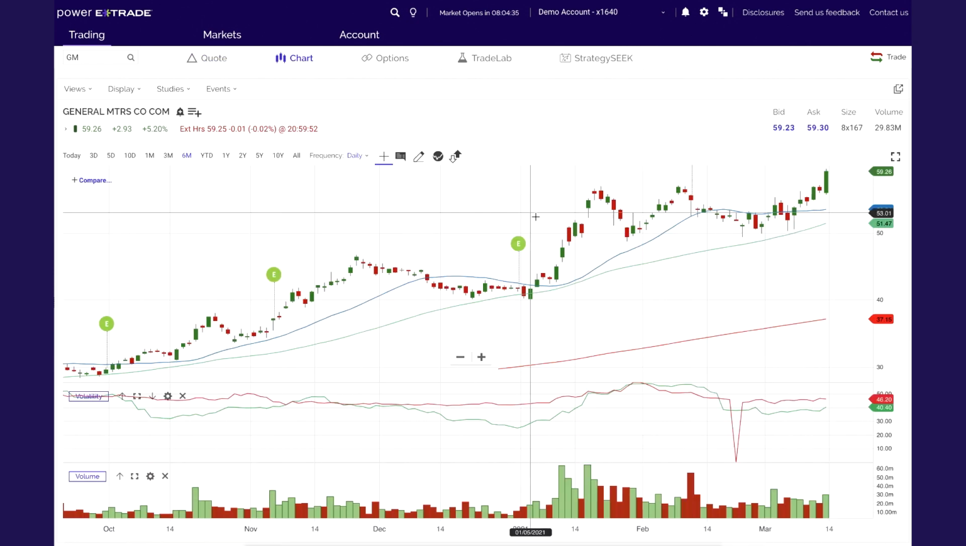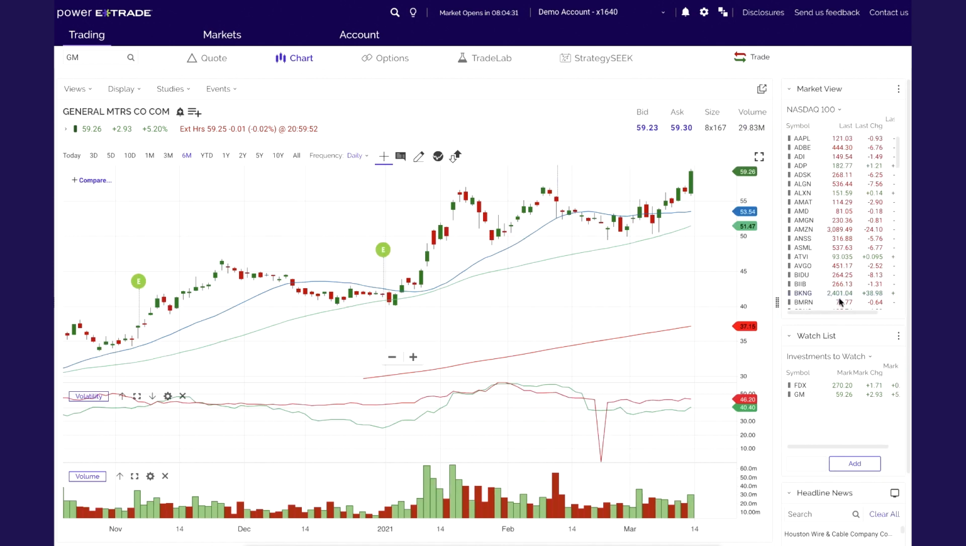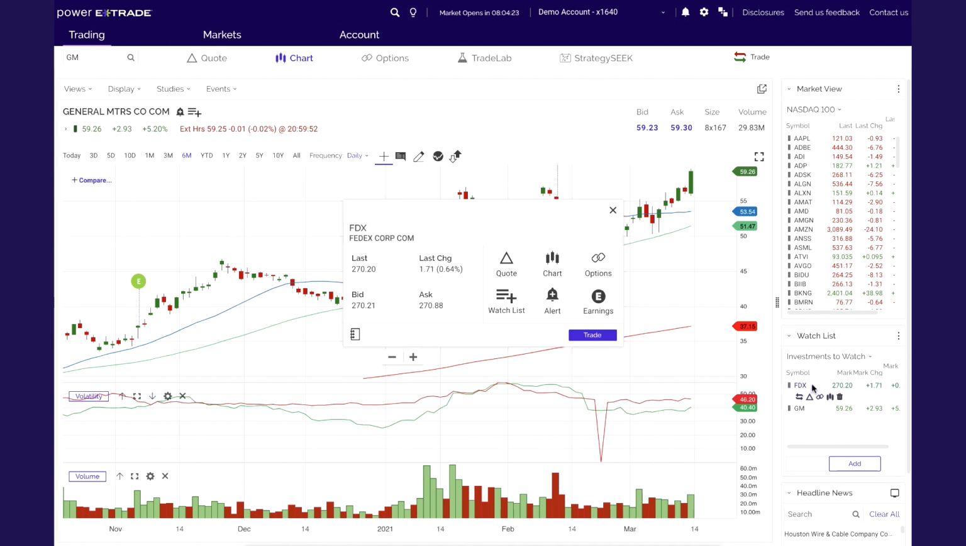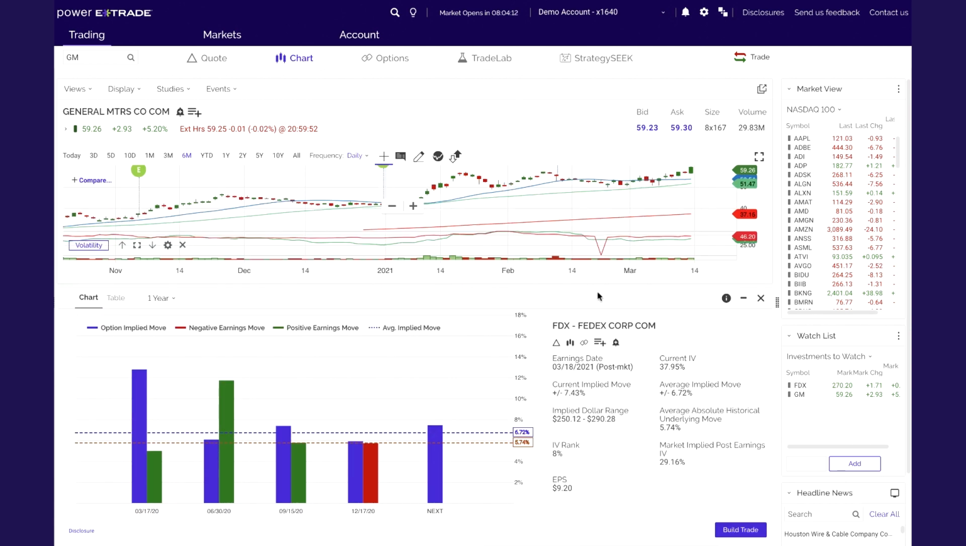Instead, let me pull up my watch list. I know that there is a stock that I've been watching, and that's going to be FedEx, that has earnings coming up this next week. If I click on the stock on my watch list, it's going to pull up this other menu here where I can get quotes, charts, options, so on and so forth. And here's the new tool that we've added, and that's going to be the earnings analyzer.